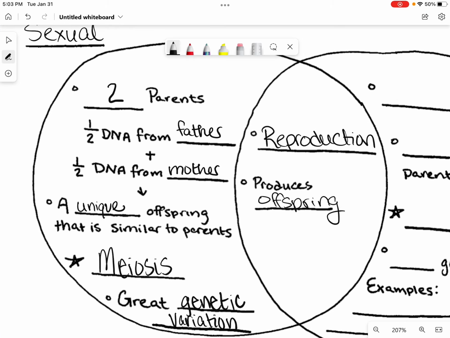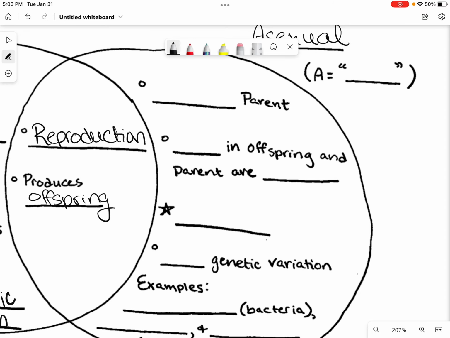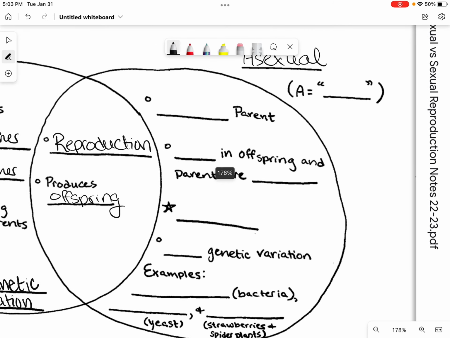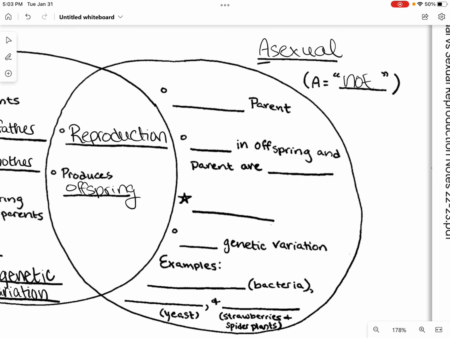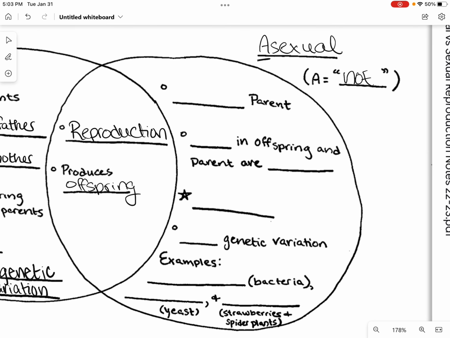I'm going to move over to the other side. We're going to talk about asexual reproduction. Let me see if I can, there we go, move that out of the way. In the word asexual, that A prefix is just going to mean not. So this is the opposite. This is not sexual reproduction. In asexual reproduction, you are only going to have one parent.